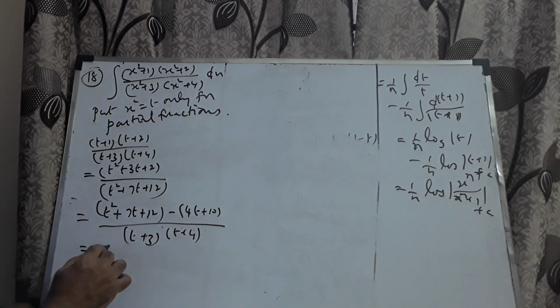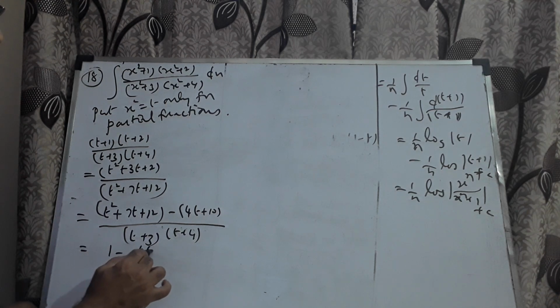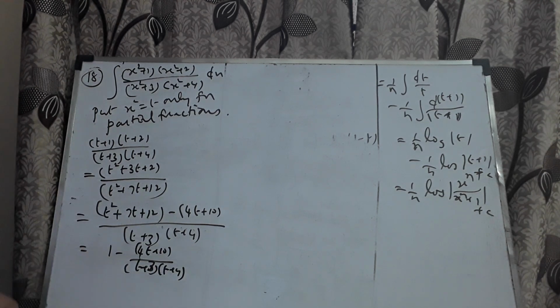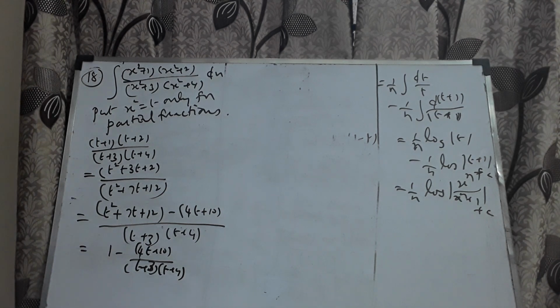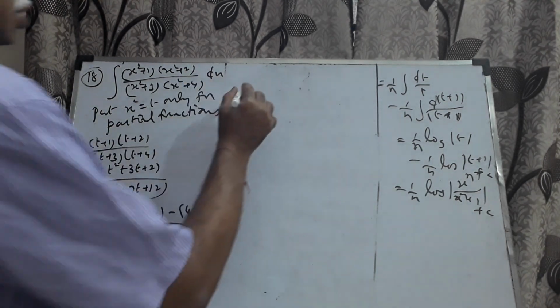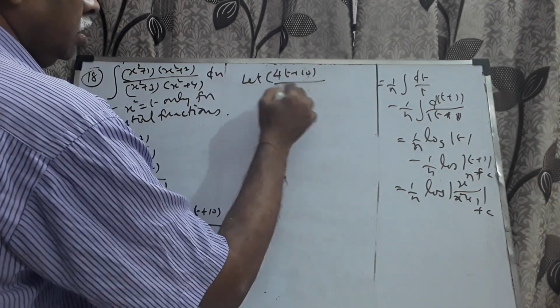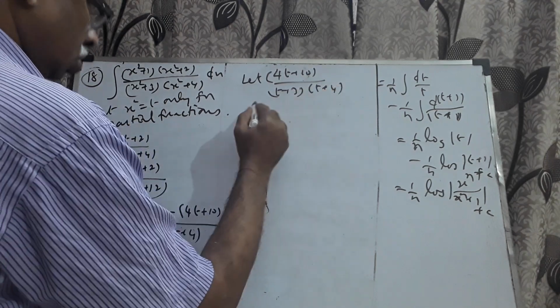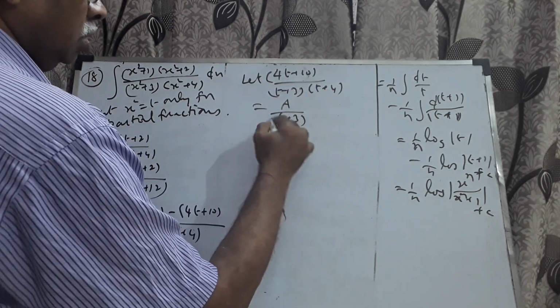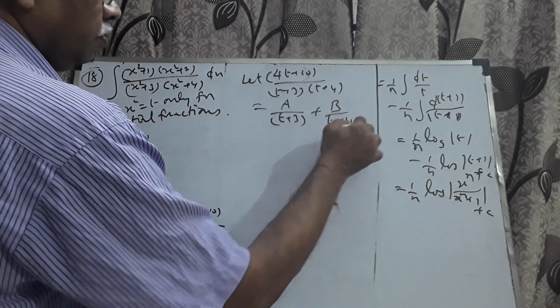Always understand the methods given by me. Divide individually. This will become 1 minus (4t plus 10) divided by (t plus 3)(t plus 4). Now I have to apply partial fractions for the second part. Just listen carefully. Let (4t plus 10) divided by (t plus 3)(t plus 4) be equal to a by (t plus 3) plus b by (t plus 4).